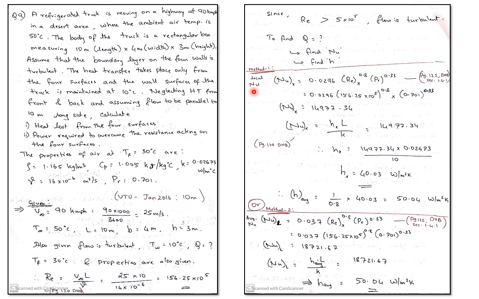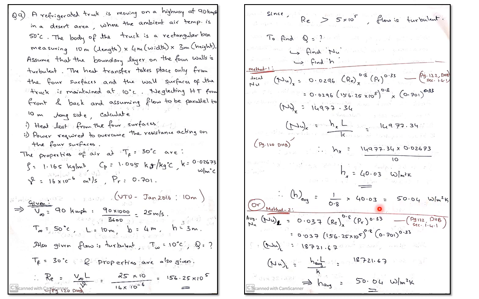Here the local Nusselt number, Nu_x, is defined in terms of Reynolds and Prandtl numbers. This you will get from page number 122. Substitute the values of Reynolds number and Prandtl number and we get the Nusselt number. Now Nusselt in terms of hL by k: substitute the values of L and k to get the value of h_x. So h average is equal to 1 by 0.8 into 40.03, and you will get 50.04.